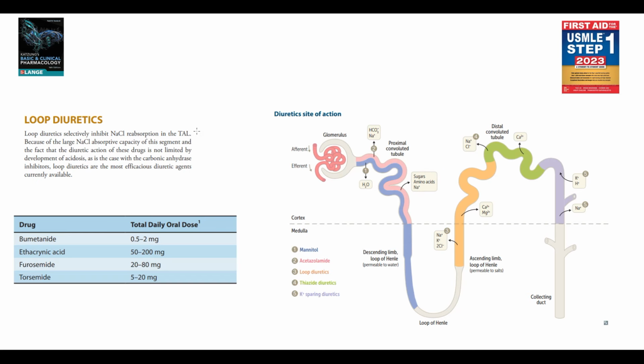Loop diuretics are substances that can selectively inhibit sodium and chloride reabsorption. Their site of action is the ascending limb of the loop of Henle, and they are the most efficient diuretics on the market. Loop diuretics include Bumetanide, Ethacrynic Acid, Furosemide, and Torsemide.